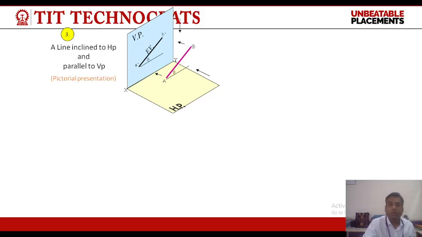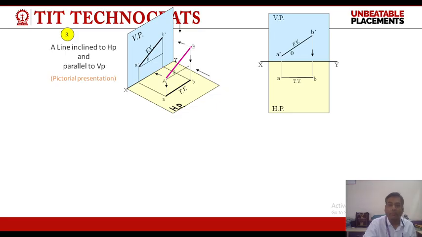And in the top view, the projection of the line will be parallel to XY, but its length is reduced as the line is inclined to HP. So in the top view, we will get a line parallel to XY, but the length of the line will be reduced. So these are the final projections of the line which is parallel to VP and inclined to HP at theta degrees.